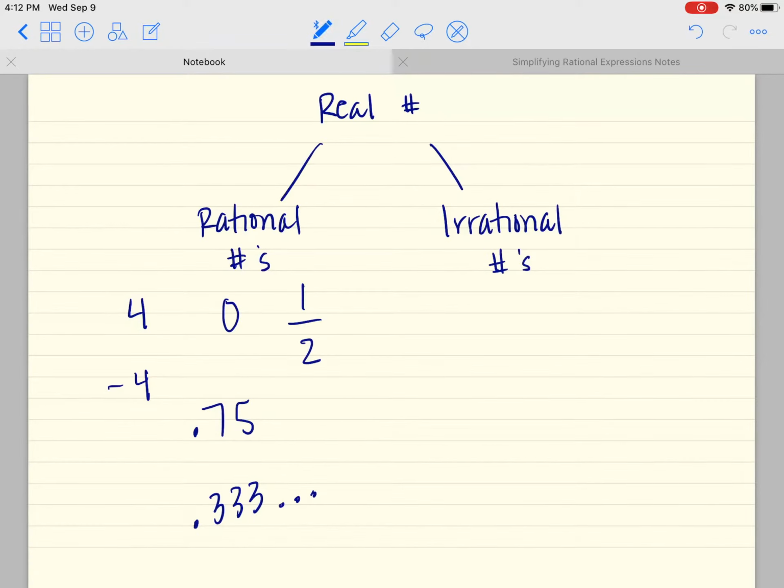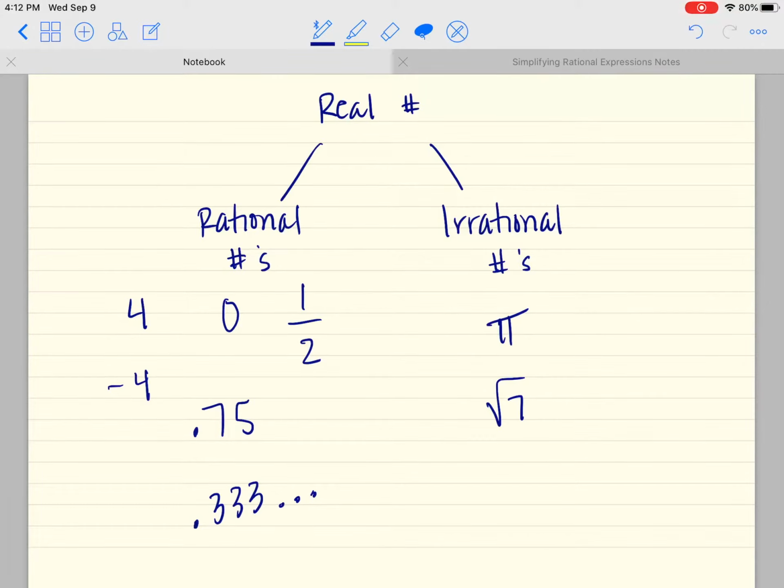How about something like pi? Pi is going to be our first irrational on the list. How about something like the square root of 7? The square root of 7 is going to be another irrational on the list. Okay, so maybe you're seeing some patterns here. What is the difference between the rationals and the irrationals?